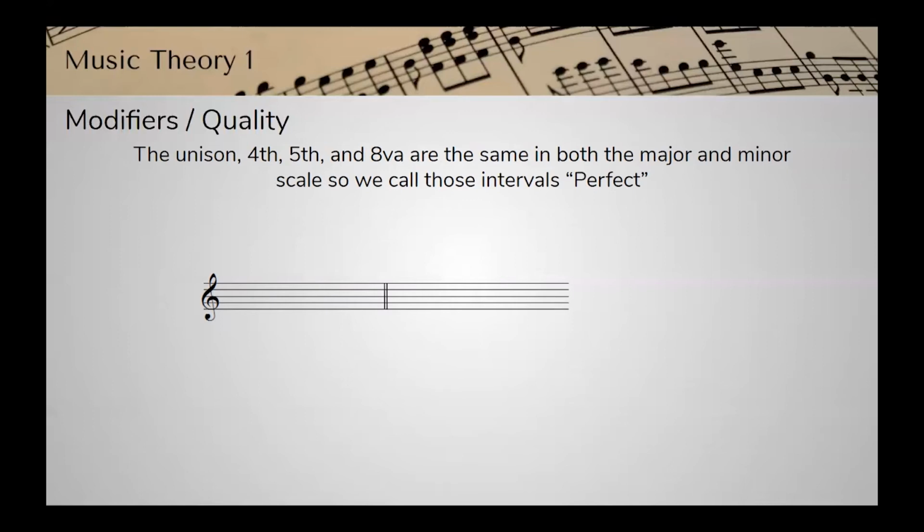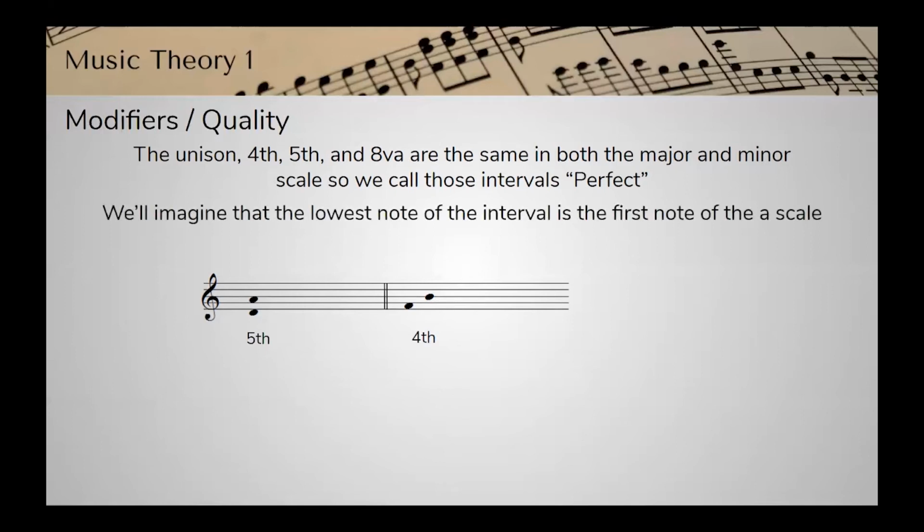Okay, and so here we have two notes separated by 5 lines and spaces. So this is going to be some kind of fifth. So we know that this has the potential to be a perfect fifth. Over here we have another 2 notes that are separated on the staff by 4 lines and spaces. So this is a fourth, which means it has the potential to also be a perfect fourth. They'll never be a major fifth or a major fourth because that's not possible.